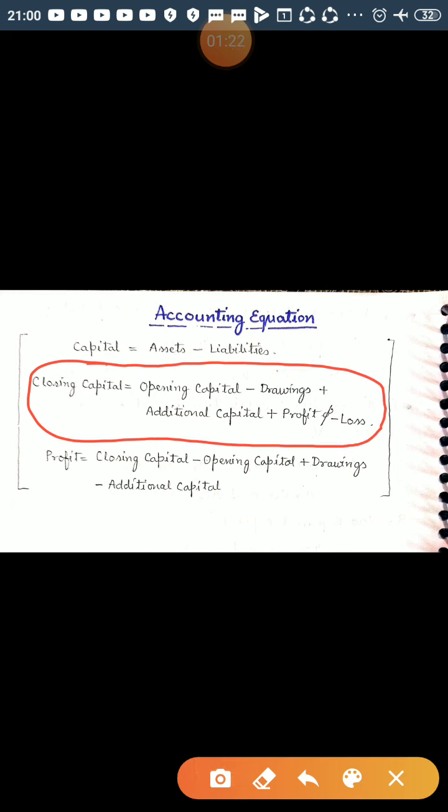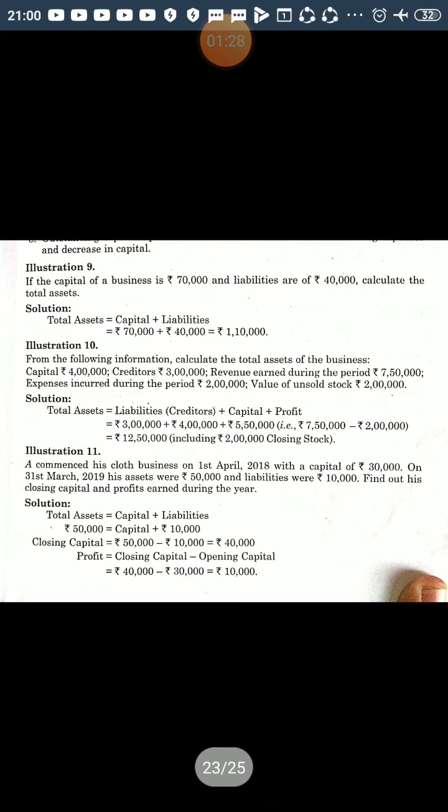Now if the question asks you to calculate profit, then what you will do is closing capital minus opening capital plus drawings less additional capital. This is nothing but just this equation, which I have used, right? So I'm taking the questions one by one.